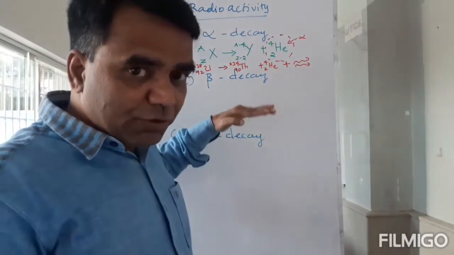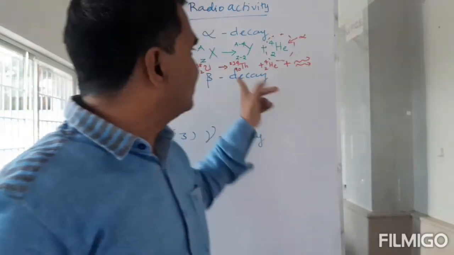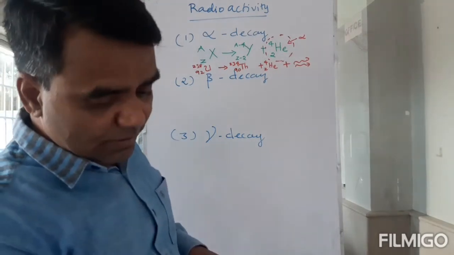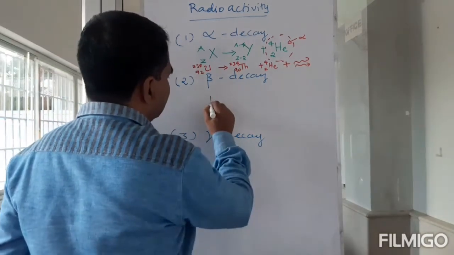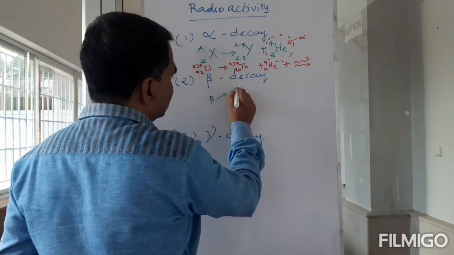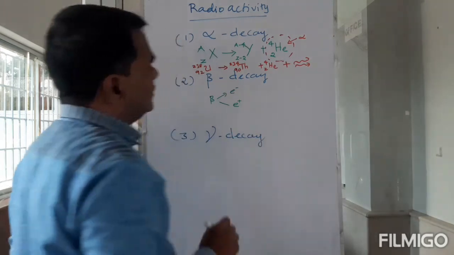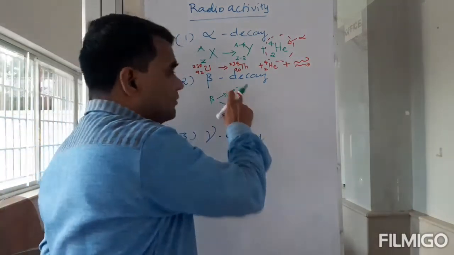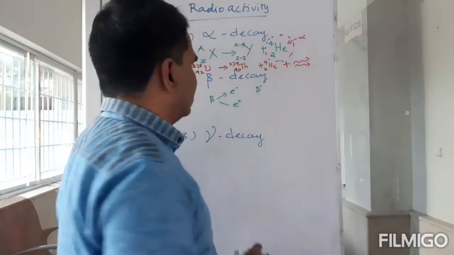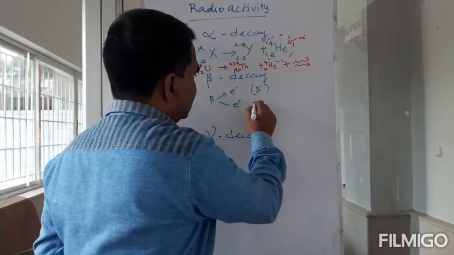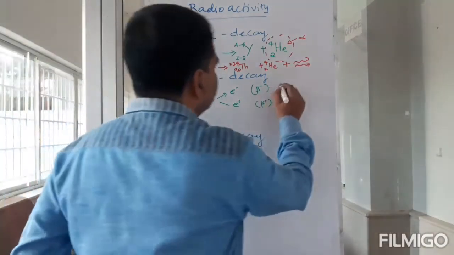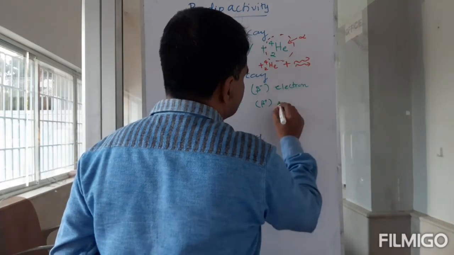Beta decay, I'll give you an overview now, then we'll get into it a little deeper later. Here in alpha decay, helium is released, right? In beta decay, there are two types. Beta decay is going to release either an electron or a positron. When an electron is emitted, you call this beta negative decay, or beta minus decay. And this is called beta plus decay. In this case, this is an electron and this is a positron.